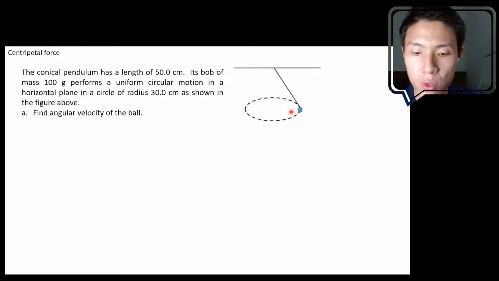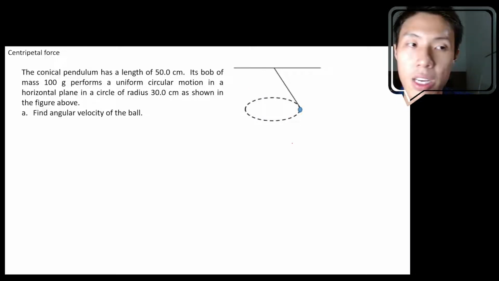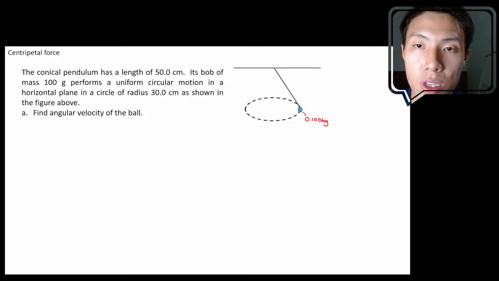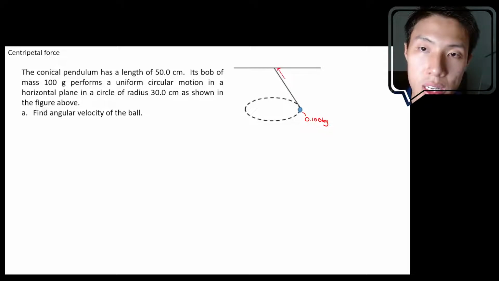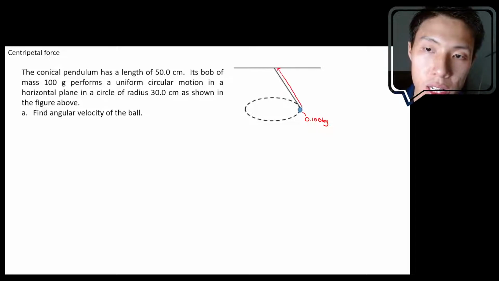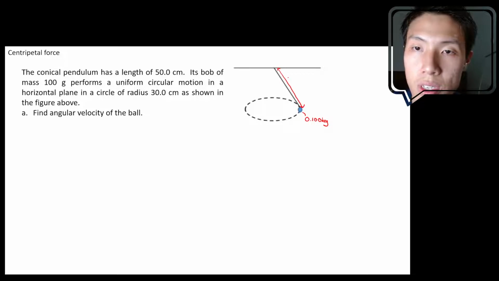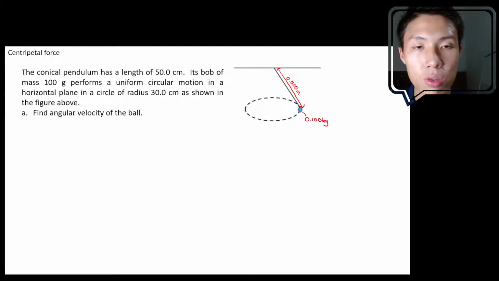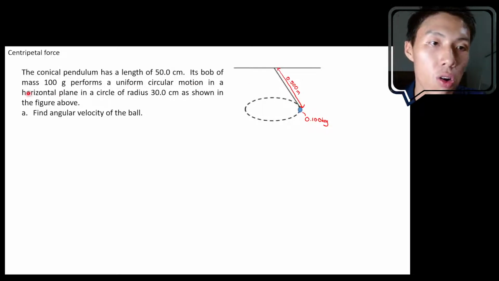So we also know that this bob here has a mass of 100 grams. Let's just write it here. So it's 0.100 kg. Okay, let's just put in all the information we know. We know that this pendulum here has a length of 50.0 cm, which is equivalent to 0.500 meter.